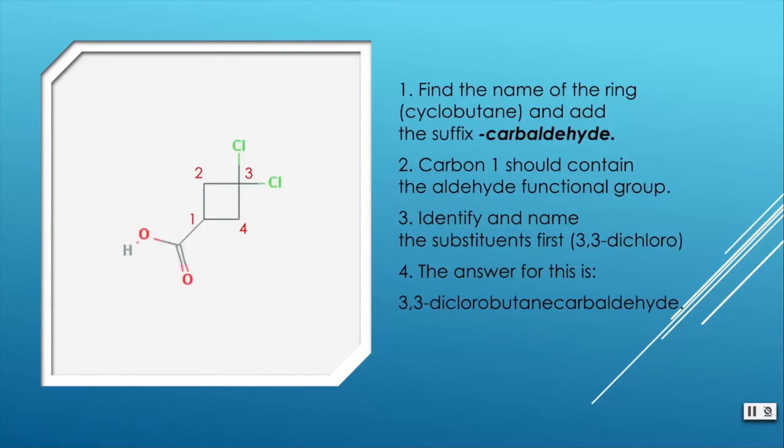1. Find the name of the ring. In this case, it is a cyclobutane, and add the suffix carbaldehyde. 2. Carbon 1 should contain the aldehyde functional group. 3. Identify and name the substituents first. In this case, it's 3,3-dichloro. The answer for this is 3,3-dichlorocyclobutanecarbaldehyde.